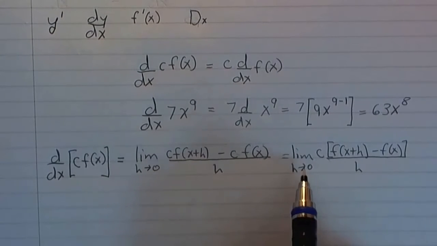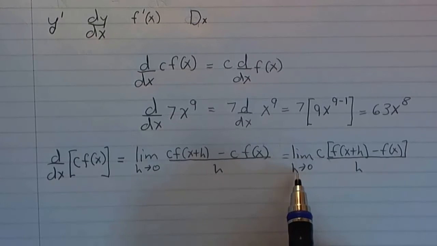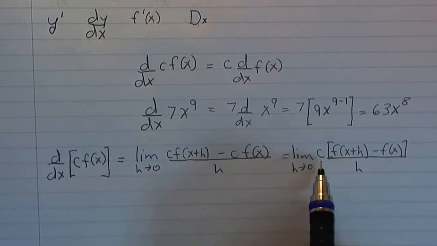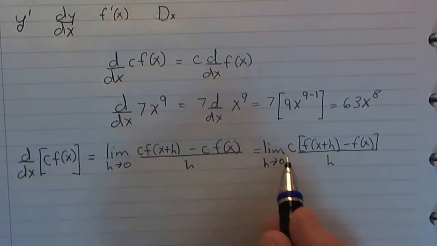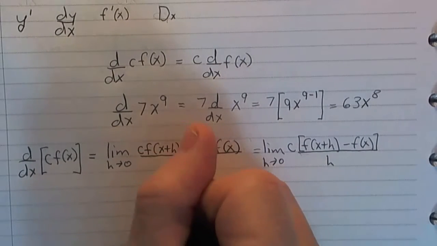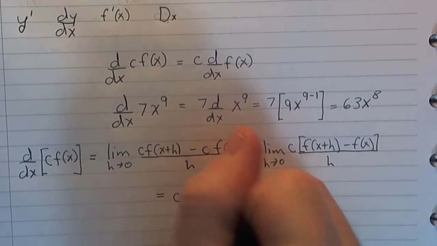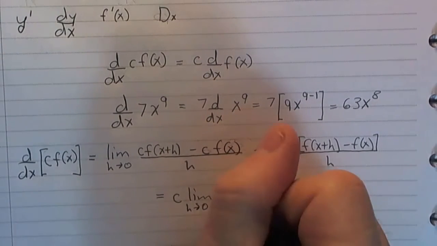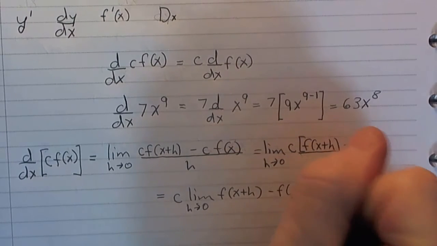Okay, and now notice this limit. Remember, a limit of the product is the same as the product of the limits, so I could write this as the limit as h goes to 0 of c times the limit as h goes to 0 of this. But the limit as h goes to 0 of c is just c. c doesn't care what h does. So really, I could write it this way. And remember, for these limits, we can factor out the constant as well. So we get this.